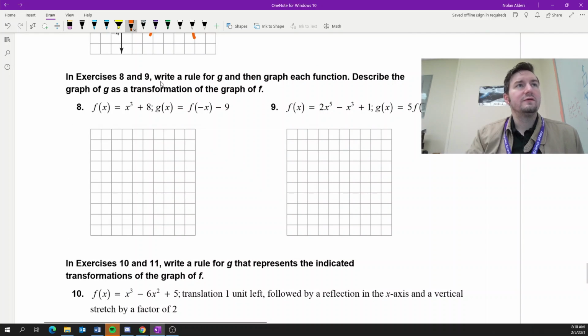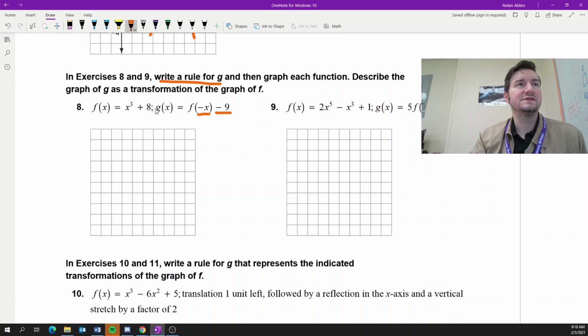This is write a rule for g, and then graph each function. Describe the graph of g as a transformation. Okay, so let's look at g. We are just going to negate the x, so that's going to be a reflection in the y-axis, and then we're also moving down 9.